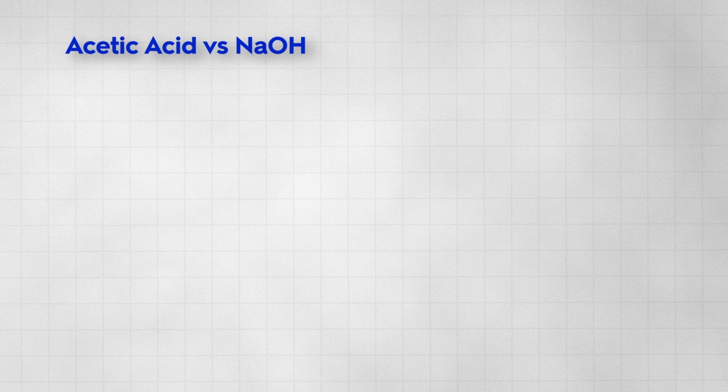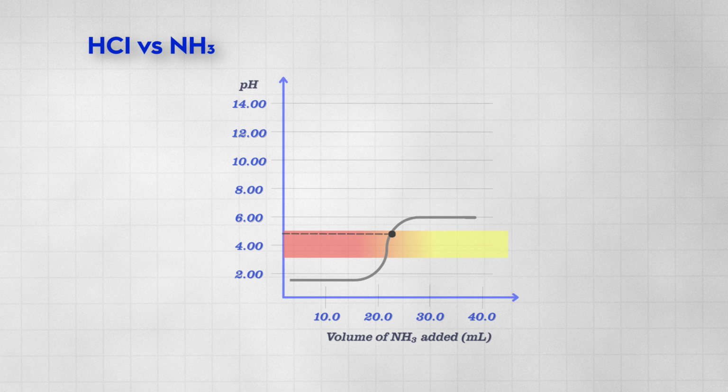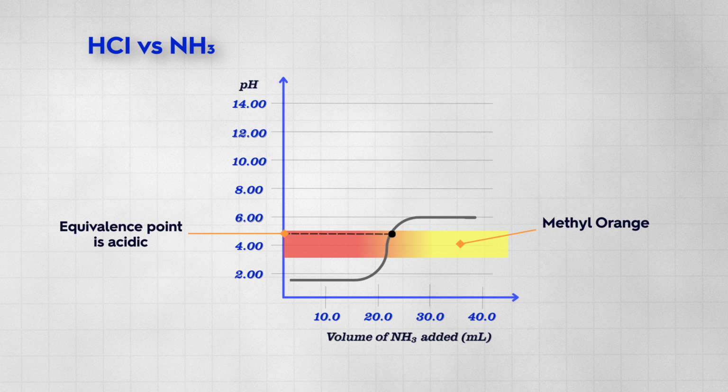For a weak acid titrated by a strong base, the equivalence point is basic. Phenolphthalein is ideal here. Acidic range indicators would flip too early. On the other hand, with a strong acid and weak base, the equivalence point is acidic. Methyl orange nails the color change right where you need it.